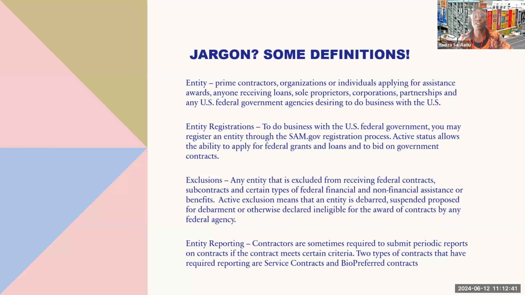It means that your entity is debarred, suspended, proposed for debarment, or otherwise declared ineligible for the award of contracts by any federal agency. So that just means that you could be registered as an entity, but you are excluded from doing business with the federal government for any of those listed reasons.